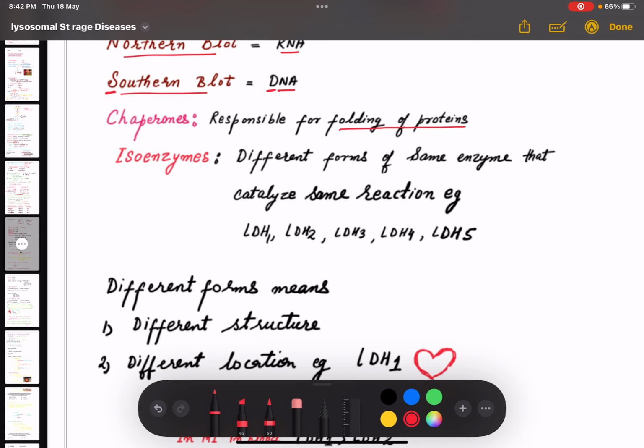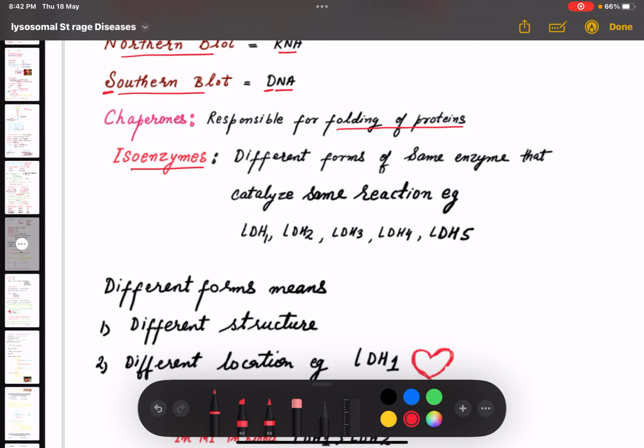Okay. And what are isoenzymes, guys? Isoenzymes are different forms of the same enzyme that catalyze the same reaction. The enzyme is same, okay, but the same enzyme has different forms. For example, lactate dehydrogenase. For lactate dehydrogenase, we have 5 forms, but the enzyme is same. LDH1, LDH2, LDH3, LDH4, and LDH5.